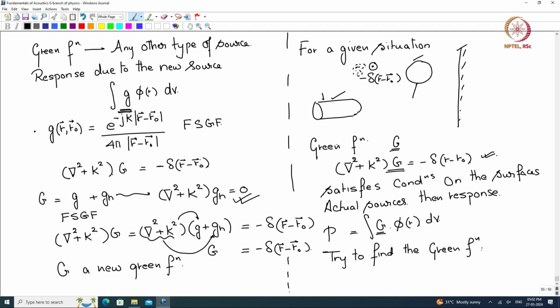So far we have found only the free space Green function. A little bit later we will find what is called the Dirichlet Green function, and so we will call it G with a D, and what this does is it goes to 0, G_D is 0 on a certain surface. Then we will find what we call the Neumann Green function.